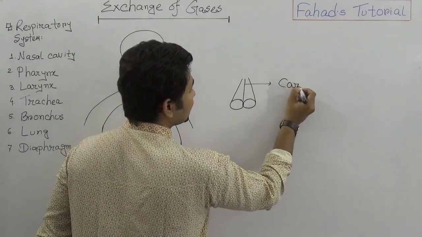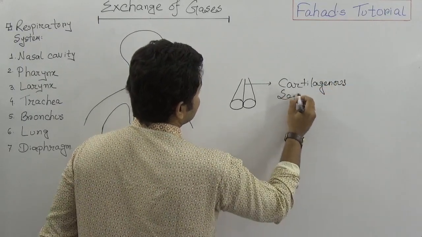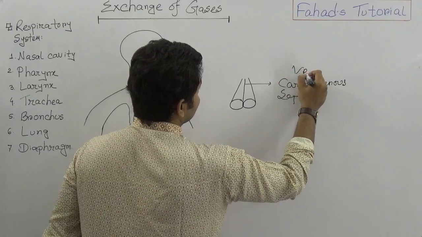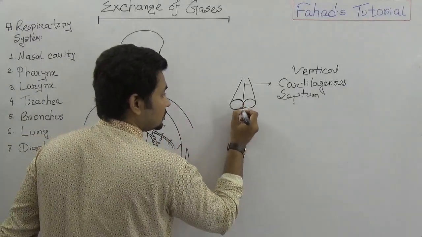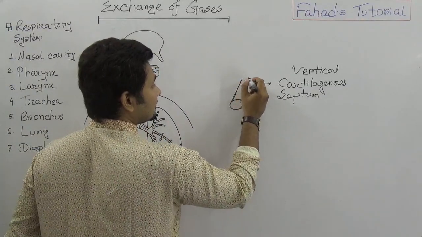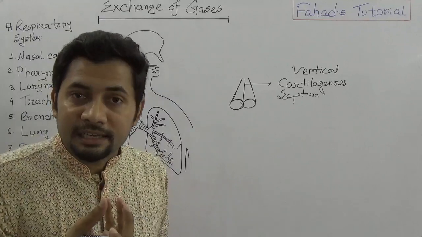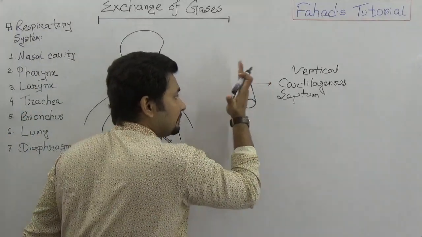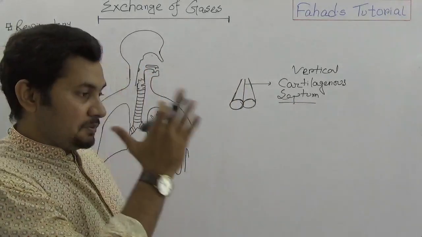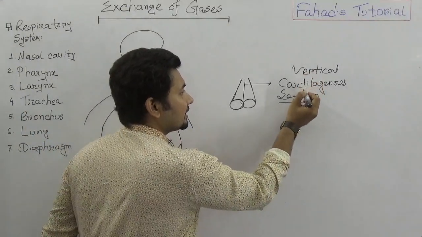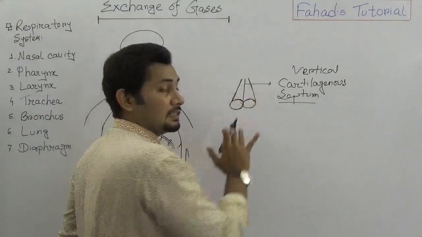This is called the vertical cartilaginous septum, and this is vertical. So inside, these are the nostrils, and after that is the cavity, which we call the nasal cavity. This is bifurcated or separated by a septum. Septum means the separation between things. So by the vertical cartilaginous septum, it is separated. So this is the nasal cavity.